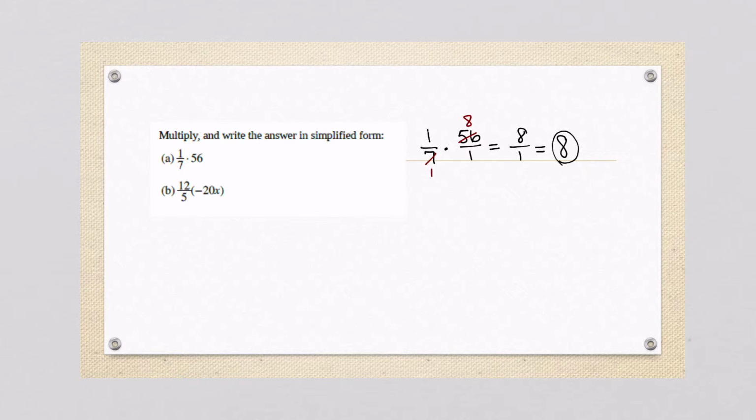Okay, so let's look at the next part. 12/5 times negative 20x, and remember I can place that over 1. So can I reduce anything? Well, it looks like I can reduce the 5 and the 20. So 5 divided by 5 is 1, 20 divided by 5 is 4. And so now I can just multiply straight across. 12 times, don't forget your negative, 4. 12 times negative 4 is negative 48. I had an x up there too, I can't forget that. And then 1 times 1 is 1. So this right here reduces to be negative 48x.